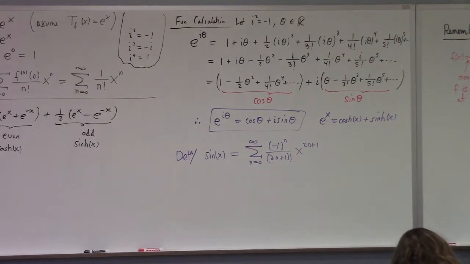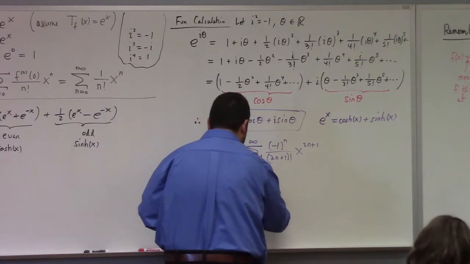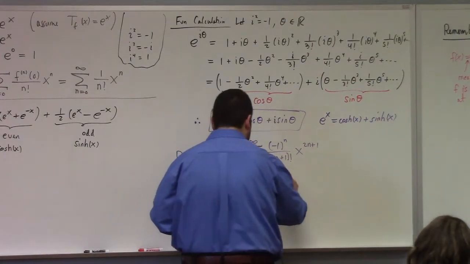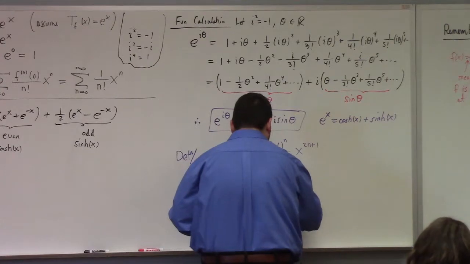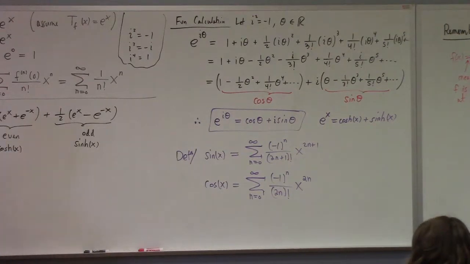So you could define sine by that formula. If you define sine by that formula, you can check that it has all the properties that you've come to know and love about sine. It's an odd function. Sine of 0 is 0. You also need to define, if we're going to define sine that way, we should define cosine the same way. What would the definition of cosine be? That would be the definition of cosine in this radical new way of thinking.